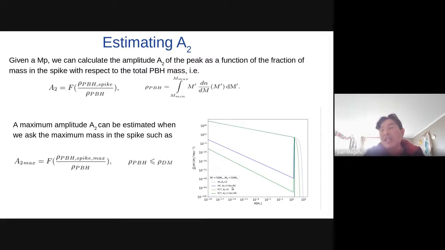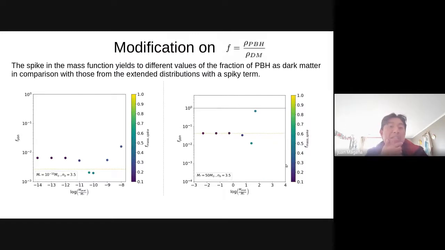And now, obviously, if we ask what happens with the fraction of mass of primordial black holes as dark matter with this kind of mass function, we expect that this quantity changes because of the presence of this spike. We calculate the modification of this quantity F using this extended mass distribution. For example, we obtain the following.